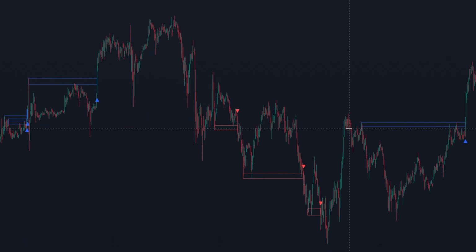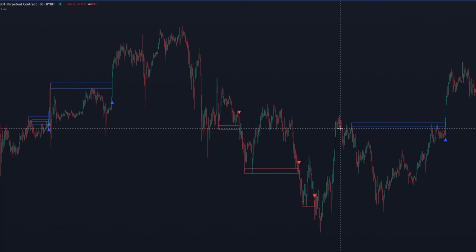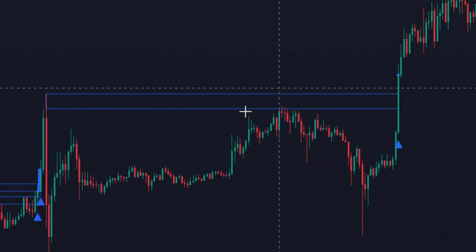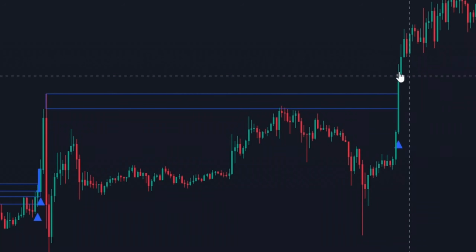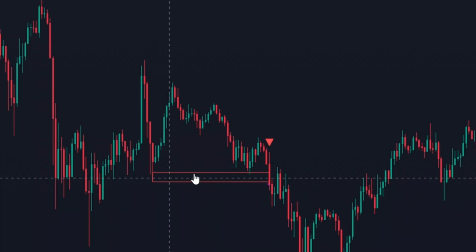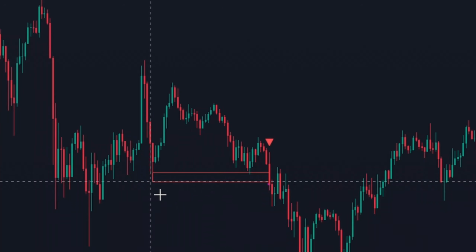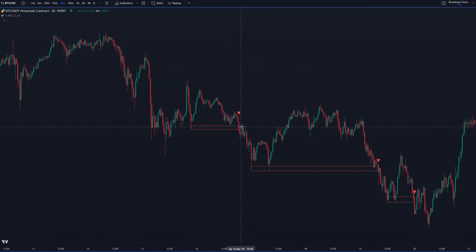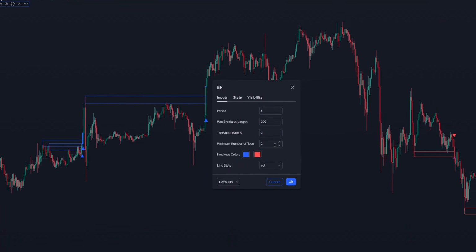I think this indicator is one of the top in terms of breakout indicators. As you can see here, we have a pivot point, then the price does a retest, and then here we have the breakout. Whereas for a breakdown, we have the same situation. Pivot point, price touches the breakdown level, and then we have a valid breakdown once the price goes below the breakdown level. Let's play a little bit with the settings.